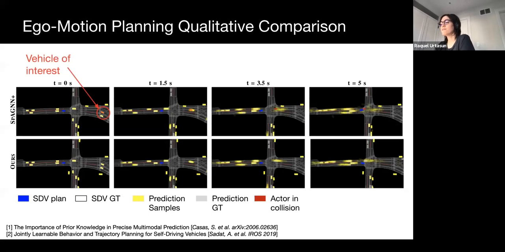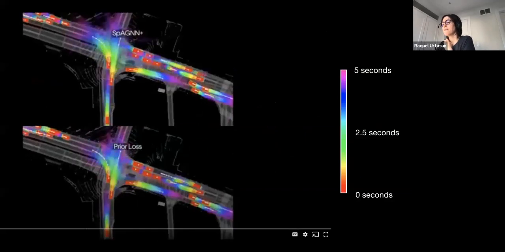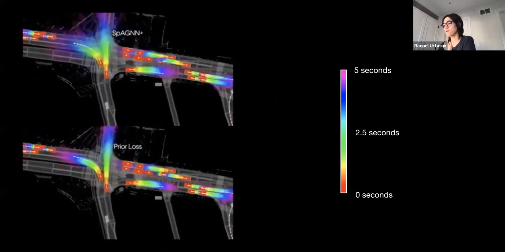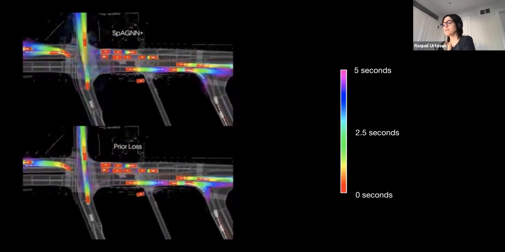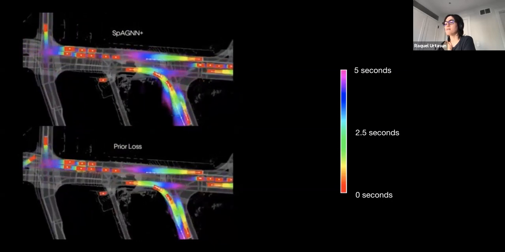Please focus on the vehicle of interest marked with a circle throughout the sequence. We can see how the predictions for the baseline get more and more fanned out over time, ultimately forcing the SDV to swerve into opposite traffic and collide. In contrast, when using our prior loss, both the predictions as well as the SDV normally follow the lanes, resulting in much safer behaviors. The changes from adding our prior loss are very evident. The distribution becomes less entropic and follows the map better, while still being able to capture non-compliant and off-road behaviors, as we will see in the next snippet.